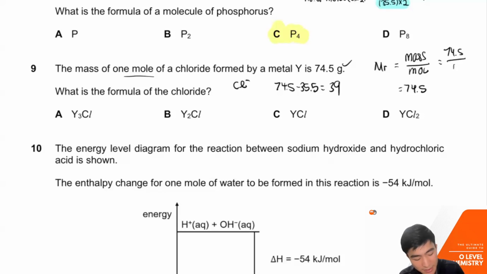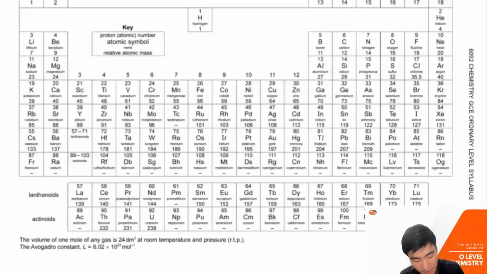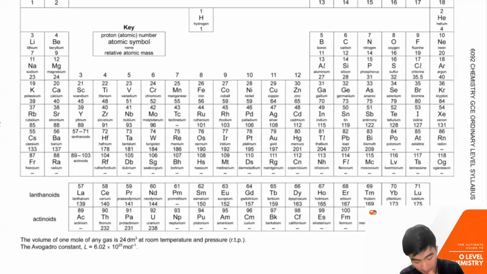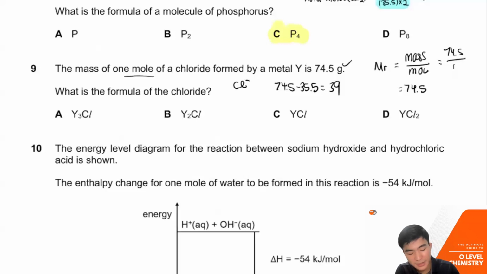The other metal. So can you go to the periodic table and find, is there any metal that is 39 in mass? Yes, you will find one: potassium. Potassium is 39. So you know that it is going to be KCl. So you can see the formula, very simple. The option will be option C for question number 9. 1 mole of the metal and 1 mole of chloride makes up the compound.